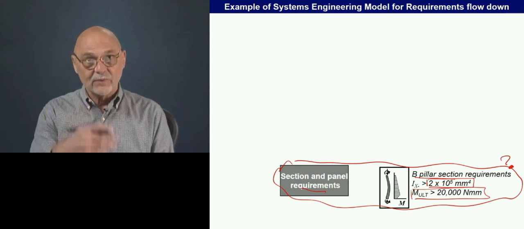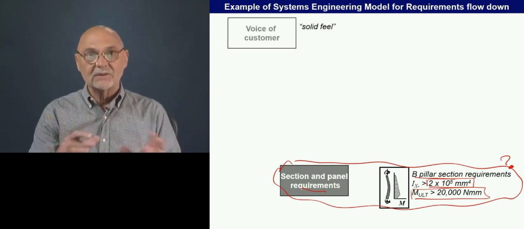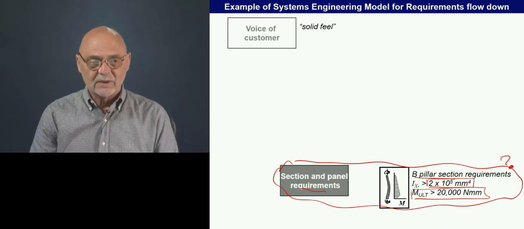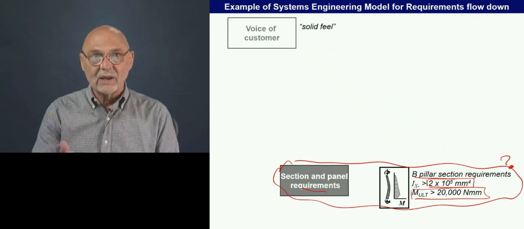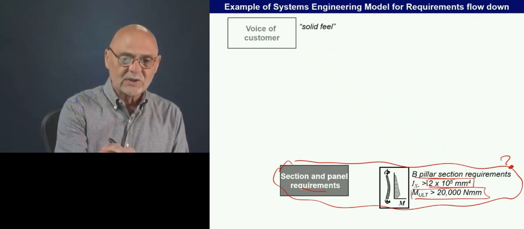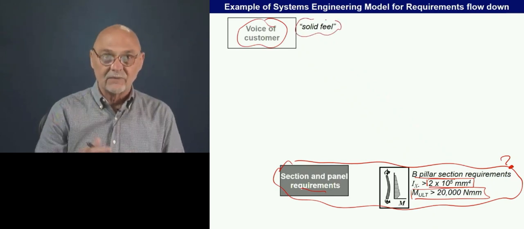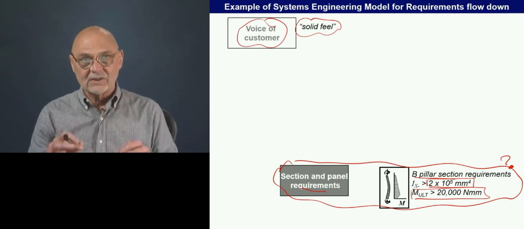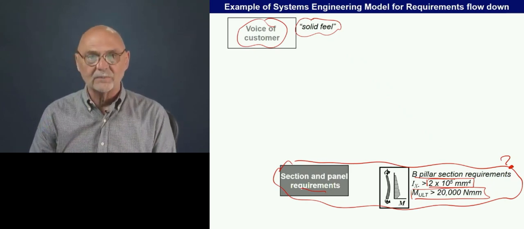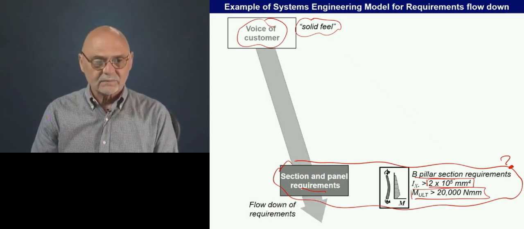Where they come from is a flow down of requirements. Okay? And I'm going to just give you an example here. This isn't the only one that we'll be looking at, but this is one for body requirements. This is the one we'll start to look at in the next lecture. So we start with the voice of the customer, saying something that they desire in the vehicle. Like in this case, they're saying that we want to have a nice solid feel as we drive down the road. Okay? So that's at a vehicle level.